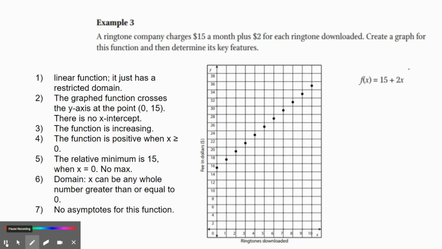The graph crosses the point at 0, 15, but there does not appear to be a point where it will cross the x-axis, so no x-intercept. This function is increasing. This function will also be positive because it's never going below the x-axis. So this is a relative minimum here at 15. The domain can be any whole number greater than or equal to 0. And again, this is a linear function, so no asymptotes.